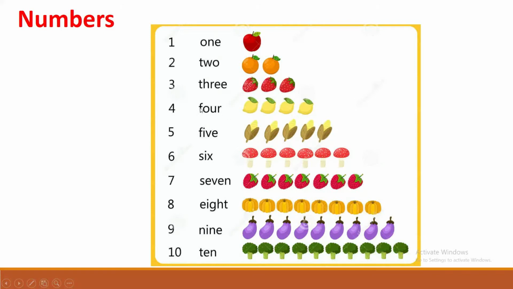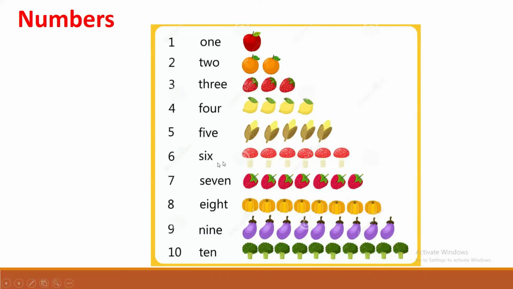Next one. 4. F-O-U-R, 4. There are 4 lemons. Number 5. F-I-V-E, 5. There are 5 corns. Shall we count? 1, 2, 3, 4, 5. Very good. Next one. 6.